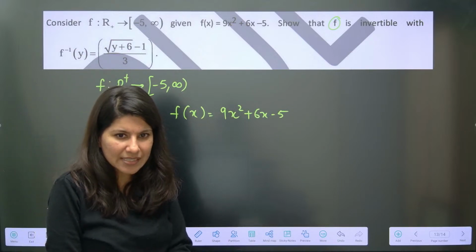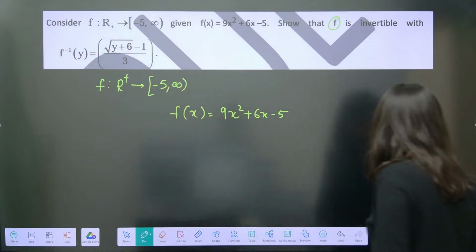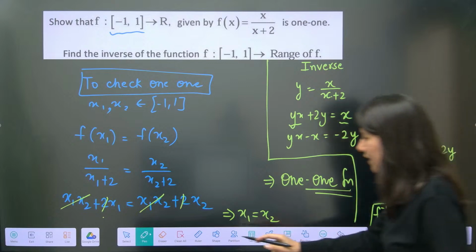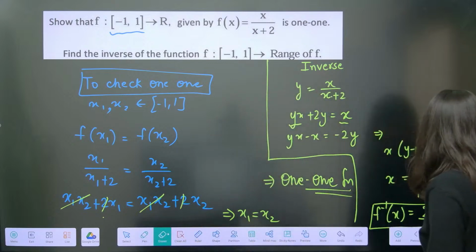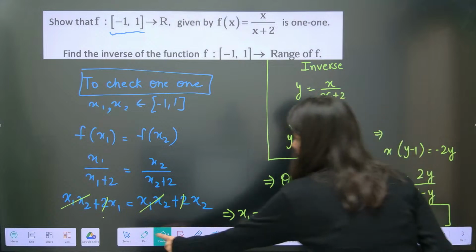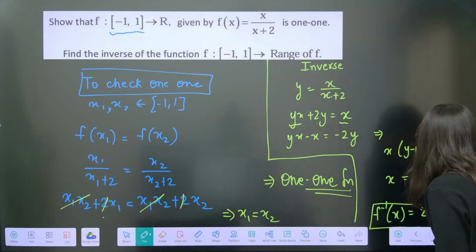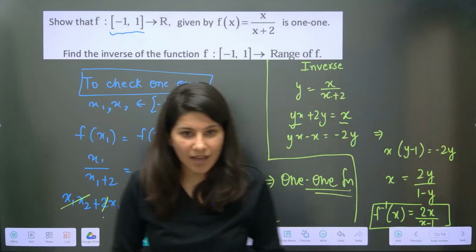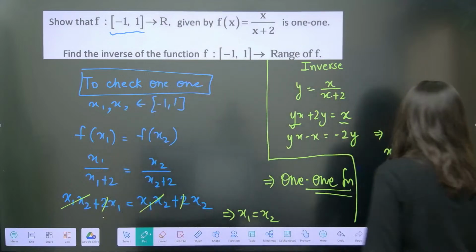Negative symbol is missing, you are saying. No, I have, oh yes, sorry. Yes, this is 2x upon x minus 1. Now I guess it's correct. Yes, Kavya, thank you for mentioning.